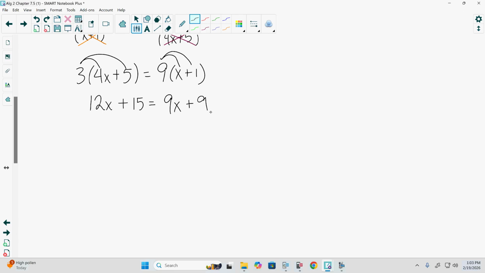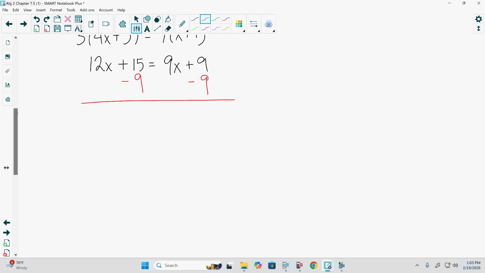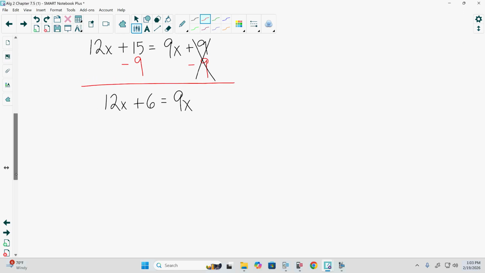Now we need to get x by itself. So what can we do first? What do we do first to get x by itself? We can subtract 9 from both sides. 12x is still going to be 12x. 15 minus 9 is going to be plus 6. Here on the right-hand side, we still have 9x, but our positive 9 minus 9 would give us 0. So we're able to get the constant terms on one side. Now we need to get the variables on the other.